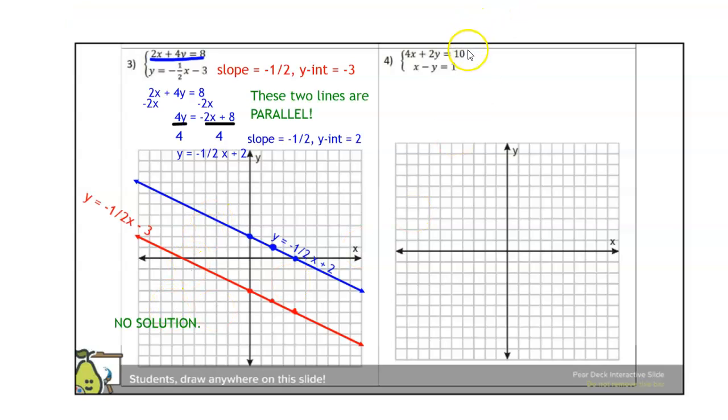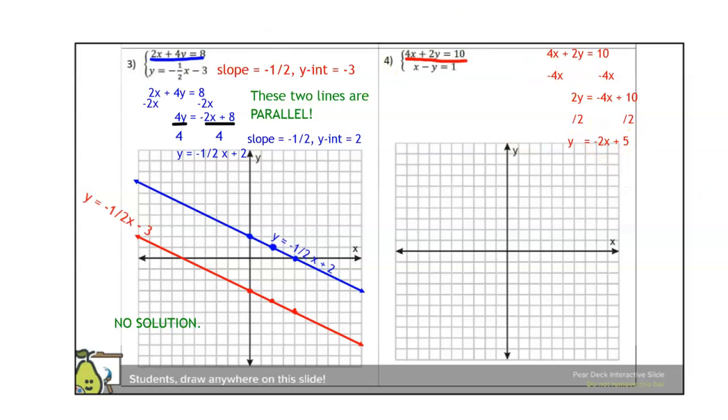All right, moving on to that last one here. Looks like both of these equations are in the pre-solved stage. They're actually in what's called standard form. We want to rearrange them to slope-intercept form. So let's do it for the first one first. All right, not too bad. We subtracted 4x on both sides and then divided by 2 to get y equals negative 2x plus 5.